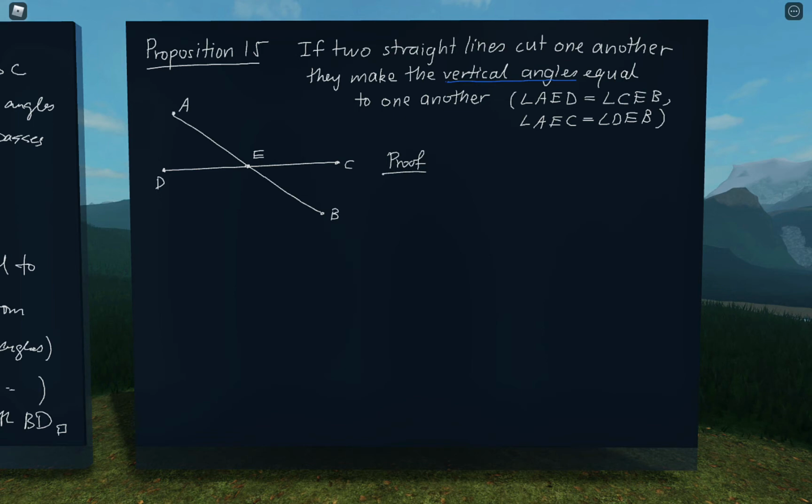Okay, so we have the picture, and here's the argument. So the straight line AE stands on the straight line CD, AE stands on CD, and by proposition 13 we know that that makes two right angles.